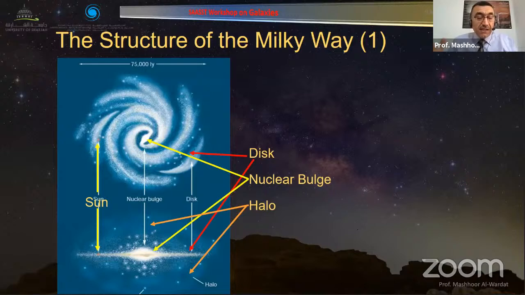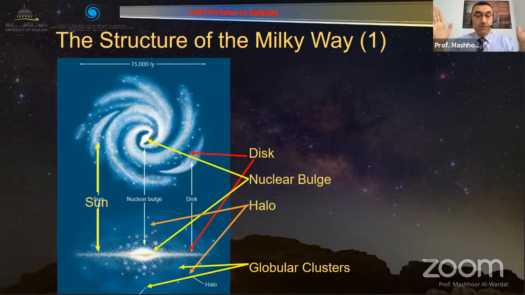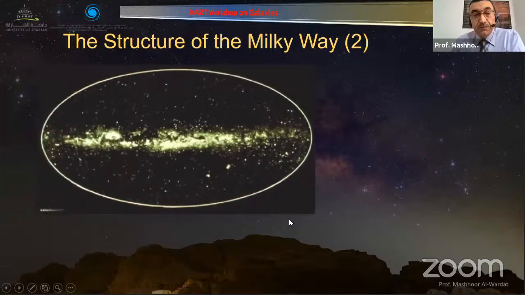And exactly, we don't know the exact diameter of the halo. Now, it's just predictions; I said we can see between 75 and up to 100,000 light years. We have globular clusters, which are clusters of stars, thousands of stars. These small dots are clusters.